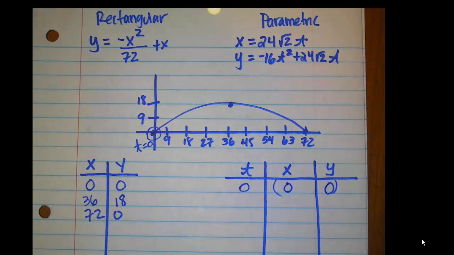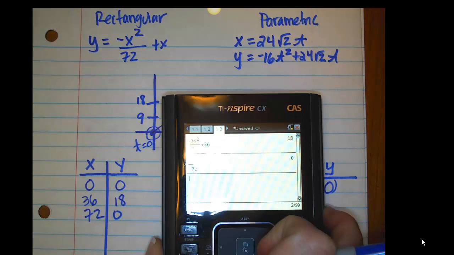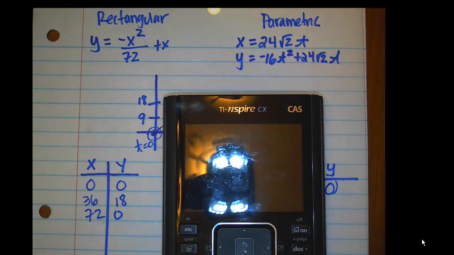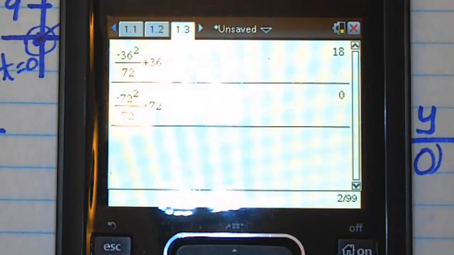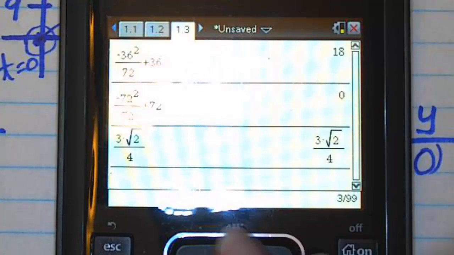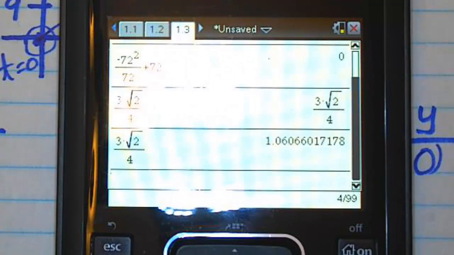The next number is not intuitive. Please take this as a beginner example, just so you can understand the relationships and how everything works. I'm going to take t equals 3 root 2 over 4 seconds. For those of you who need to see concretely what that is, 3 root 2 divided by 4 is approximately a little after 1 second.